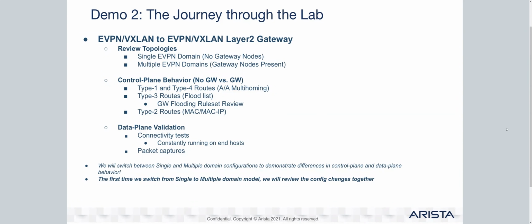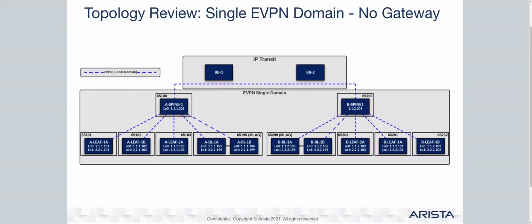All right, so before we jump in and start making changes, let's look at what the control plane peering differences are going to be between each of our models. In the single EVPN domain configuration, again, no gateway, each VTEP will peer with the spine in its own respective physical fabric, right? So fabric A peers with A spine 1, fabric B peers with B spine 1. Now the spine in fabric A is going to peer EVPN with the spine in fabric B.